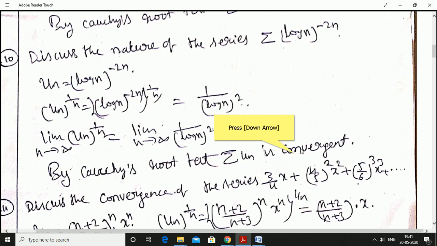Take the limit as n tends to infinity. Limit of un to the power of 1 by n as n tends to infinity is equal to limit as n tends to infinity 1 by (log n) whole square. As n tends to infinity, log infinity is infinity. Infinity square is also infinity. 1 by infinity is equal to 0. 0 is less than 1. Hence by Cauchy's root test, sigma un is a convergent series.